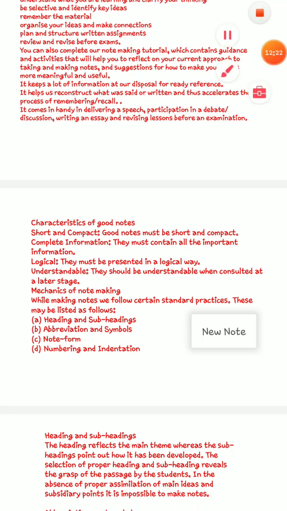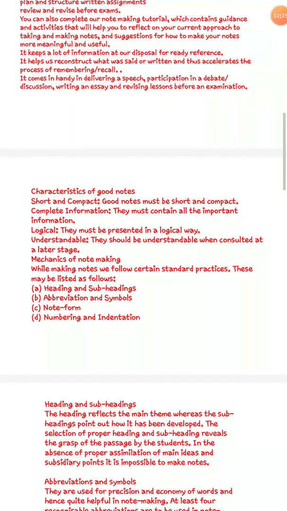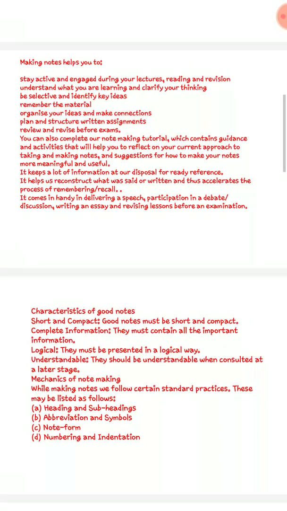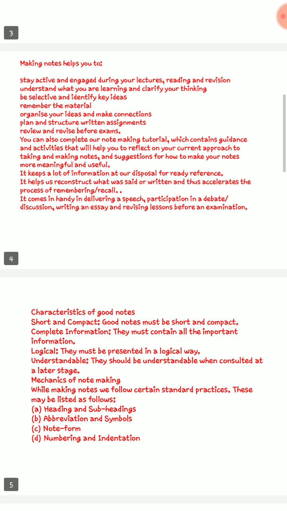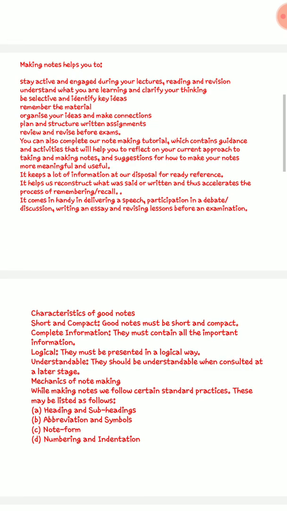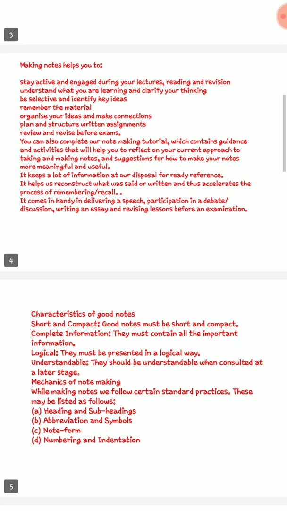Another important thing is abbreviations and symbols. Abbreviations and symbols are very, very important in note making. Note form, and finally numbering and indentation. Numbering, indentation, format design, syntax, margin, all these things are very important. The way you are numbering the points, then sub points, is very important. So headings and subheadings are very important. Abbreviations and symbols are a must. Many students don't give them, but they are very important because they carry marks. Note form, numbering and indentation are also very important. So these things are related with the mechanics of note making.